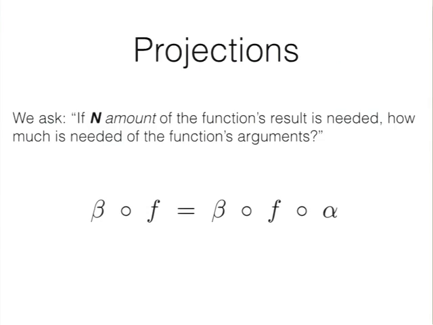So projections allow us to ask that. Projections form a different question. They say, if I need this much of this function's result, how much do I then need of its arguments? That allows us to express this idea of a context. So something like sum says, well, I need the full list, all of its spine and all of its elements, in order to compute my result. That's what projections give us.